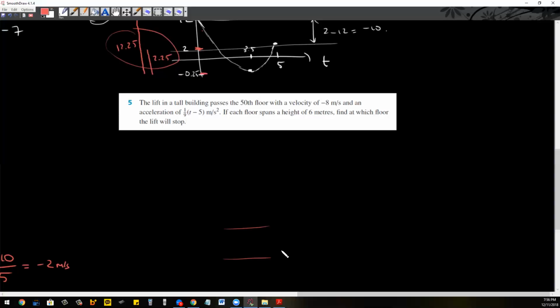So first floor, this is 6 meters. So I'm going to call this one x equals 0, and x equals 1 is the second floor, start of the second floor. X equals 0 is the start of the first floor, okay? Yeah. So x is equal to 49 would be the start of the 50th floor, is it right? Yeah.